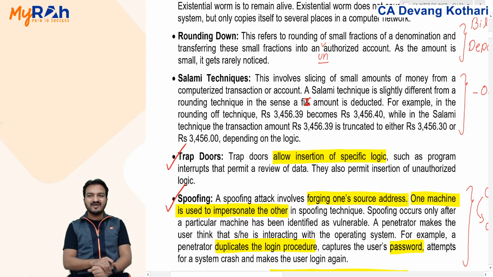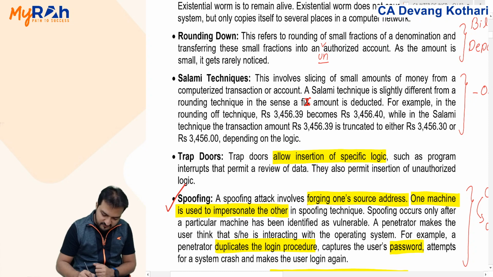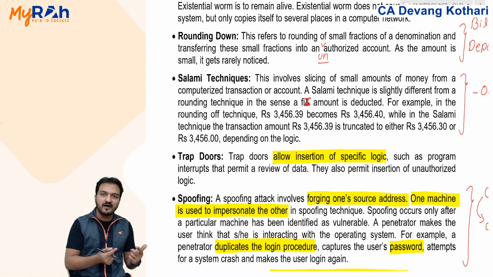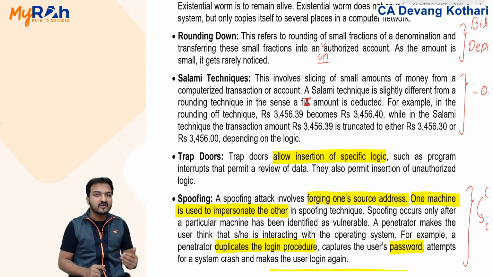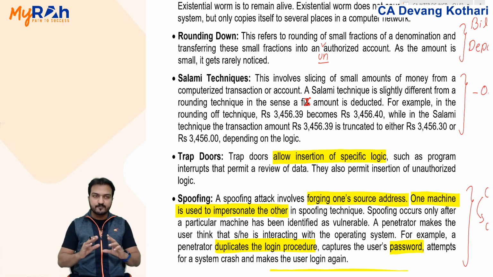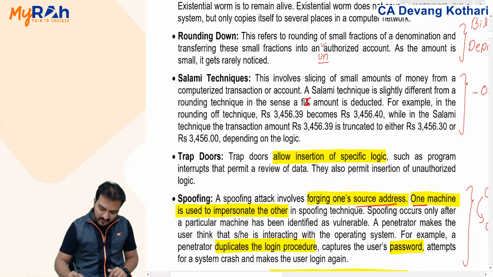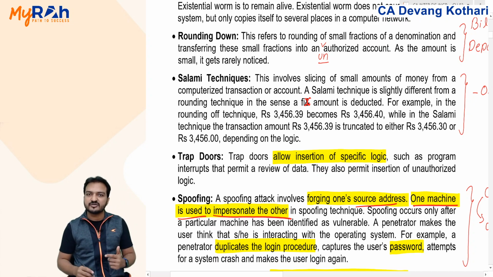Spoofing, we had done a detailed discussion about that. Spoofing basically involves forging one's source address. Forging means duplicating. You appear to be me, that is called forging. You sign the check under my name, that is called forging my signature. So spoofing is basically like appearing to be someone else, forging one's source address, where one machine is used to impersonate the other machine.